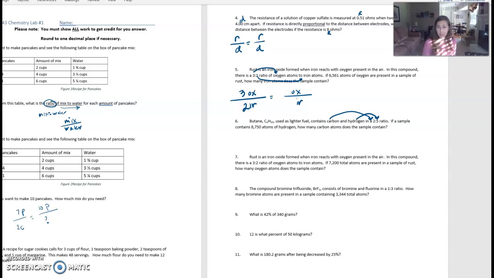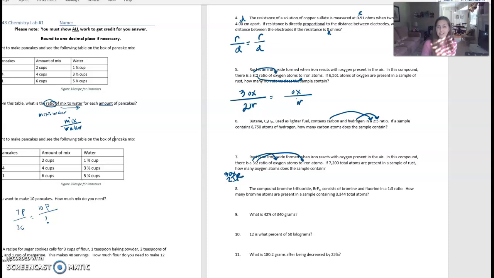Number 7. Now this one is different. Number 7 is different. I love this problem. It's talking about rust, iron oxide, compound, 3:2 ratio, whatever. Okay, 3 is the ratio of oxygen atoms, and 2 is the number of iron atoms. Now watch this. So 3 is your oxygen, 2 is your iron. Okay, 3 oxygen, 2 iron.